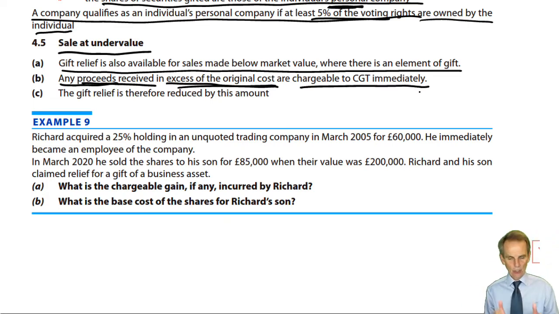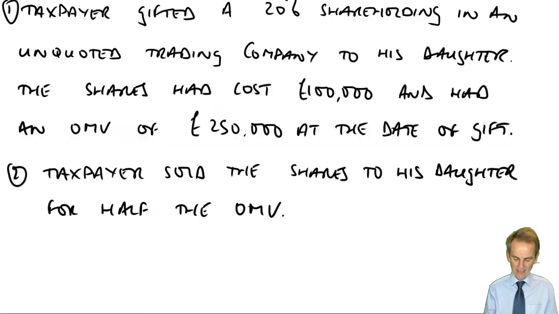If you've actually sold for more than cost, you've actually made a gain. That amount of any overall gain is therefore going to remain chargeable on the donor. It will not be eligible for gift relief. You cannot defer that part of the gain where you have actually made that gain. Now, to illustrate, let's just have a little look at an example.